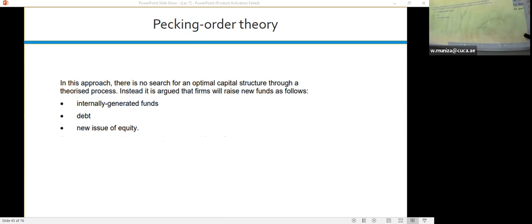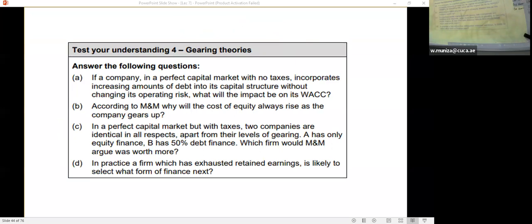Now, the last theory in this regard is the pecking order theory. This one is a very irrational theory, we can say. We are going to use the finances in order. First, we are going to use the internally generated funds, that is retained earnings. Once they are exhausted, then we are going to use debt. And once this is exhausted, when we have reached the optimal level, we are going to start issuing new equity. So in this pecking order theory, only the order of issuing the finances was necessary. Other than that, nothing was there.